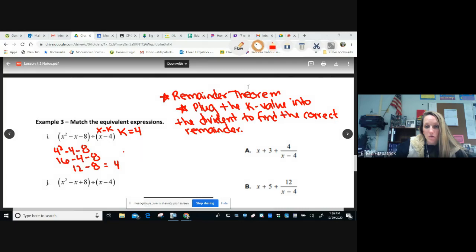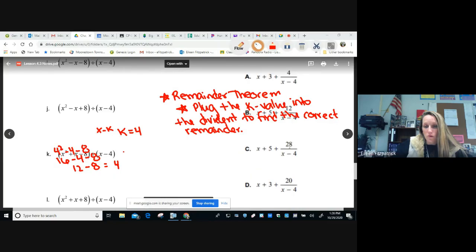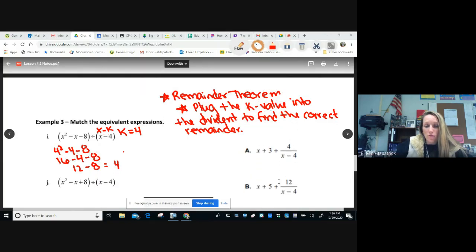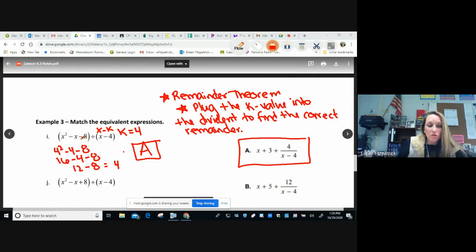Okay, so hold on one second, let me scroll down. The first one, the remainder is the top number, that's a 4, remainder 12, remainder 28, remainder 20. So I know for the first problem, letter I, the answer is A. If I was to do synthetic division like I did for the last problem, this would be the answer. And I simply know that because the remainder theorem says plug the k value into the dividend and whatever you get as your value, that has to match the remainder. Okay, so let's try another one.